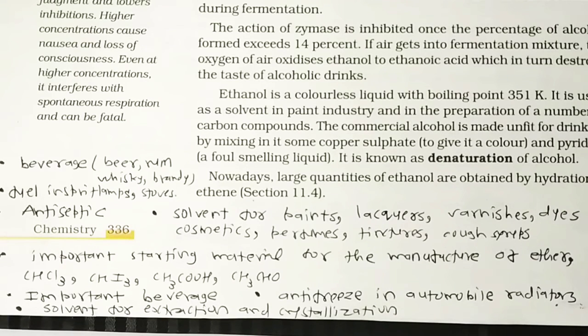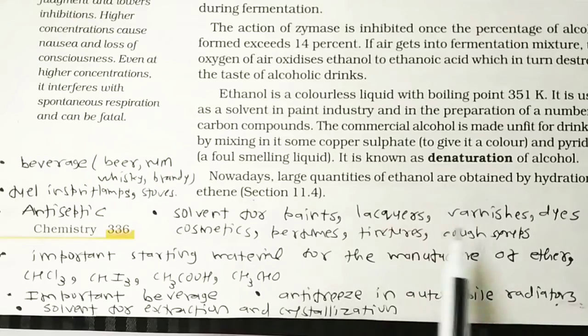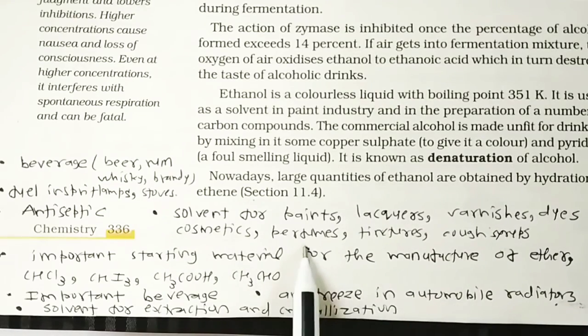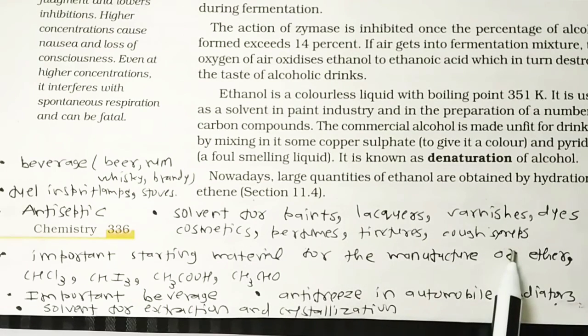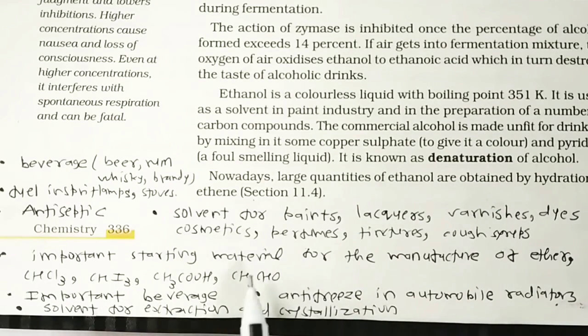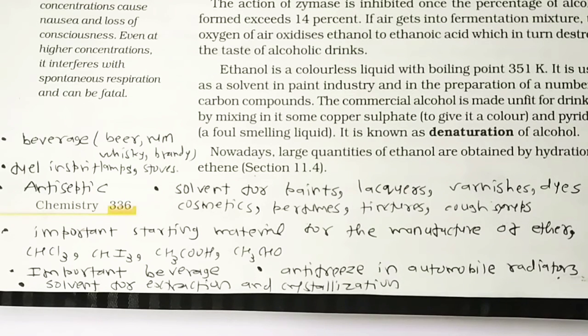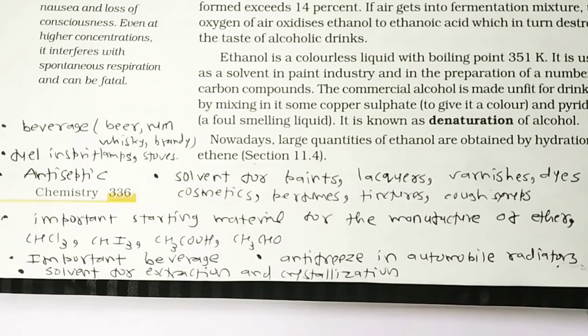Further, the various uses of this ethanol are: solvent for paints, liquor industries, varnish, dyes, cosmetics, perfumes, tinctures, cough syrups, right? Like Benadryl. It is an important starting material for the manufacture of ether, chloroform, iodoform, acetic acid, acetaldehyde. So it is a starting material to obtain these compounds. It is also used in beverages, as antifreeze in automobile radiators, as a solvent for extractions and crystallizations, in beverages like beer, rum, whiskey, brandy, right? Also as fuel in spirit lamps and stoves, and as an antiseptic in nature.